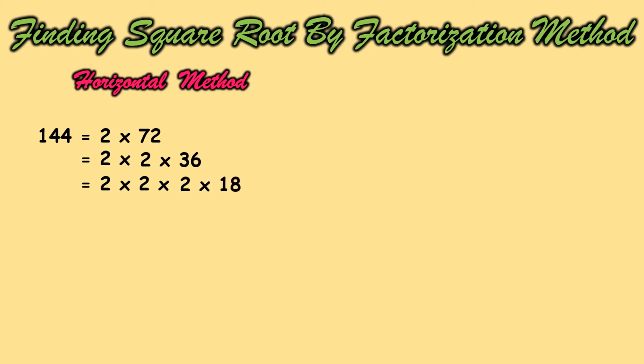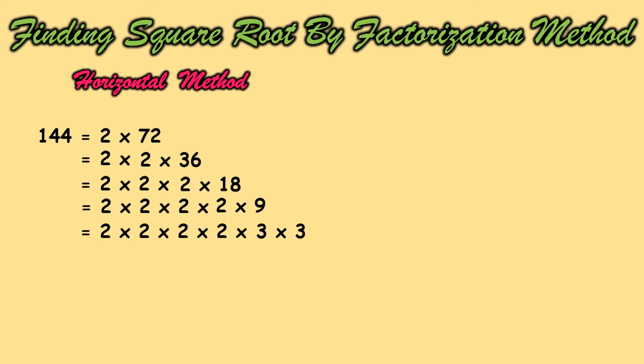Starting with the horizontal method. I'm giving an example of 144. 144 can be written as 2 into 72. I write 2 as it is. 72 can be written as 2 into 36. 2 into 2 I write as it is. 36 can be written as 2 into 18. I write 2 into 2 into 2 as it is, and 18 can be written as 2 into 9, and 9 can be written as 3 into 3. So as you can see, I have all prime numbers in my last step. So I can say that 144 is equal to 2 into 2 into 2 into 2 into 3 into 3.